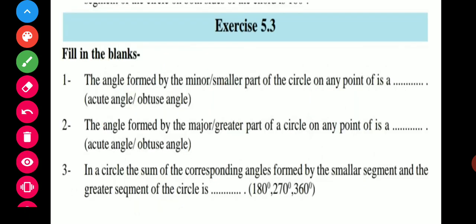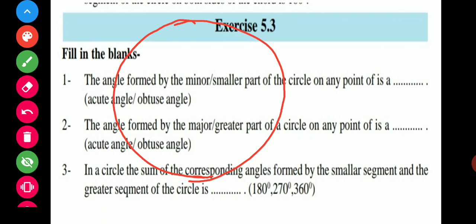Now come to the 5.3 exercise. What will be happen in this exercise? The angle formed by minors, any small parts of the circle of any point of its acute angle or obtuse angle. So first of all, you can draw like this. The angle formed by minors smaller parts of the circle. It is a smaller parts, and this angle is always obtuse angle, not acute. So you can write here obtuse angle. So this one is correct.